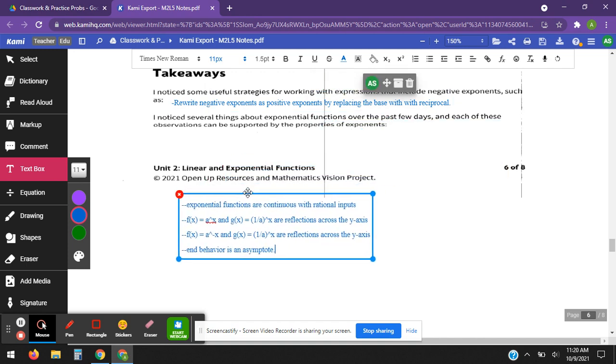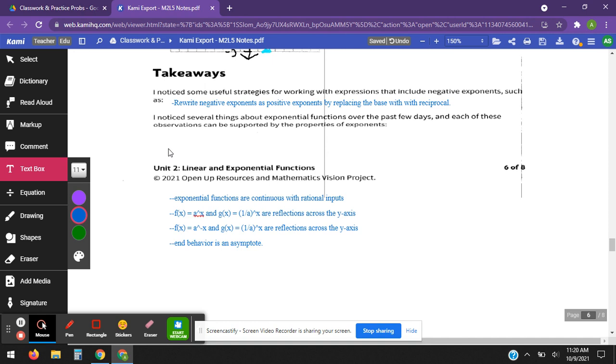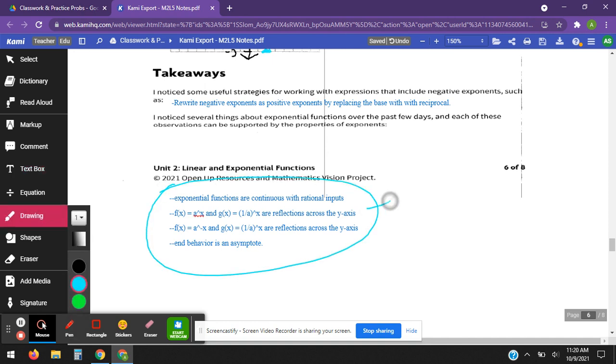So I'm going to write these all down here so we can actually read them all. Okay. So this information goes right in here.